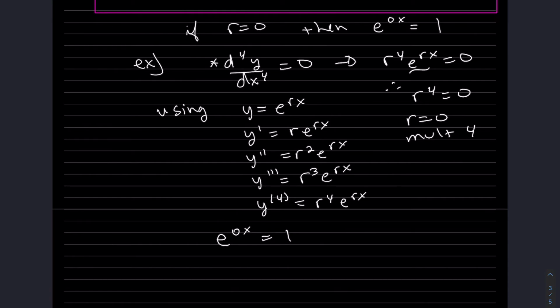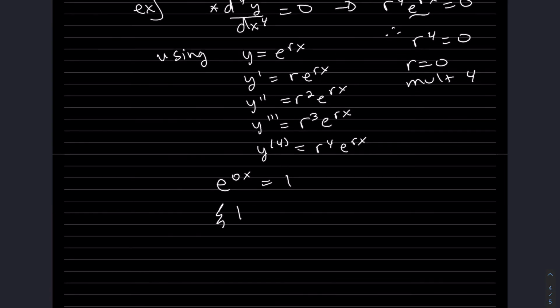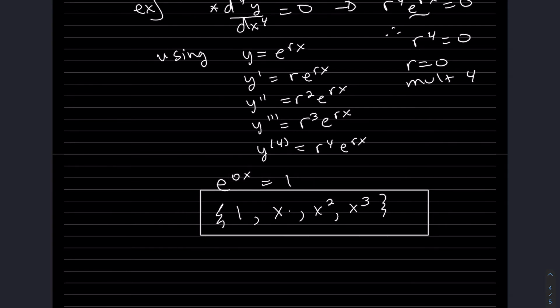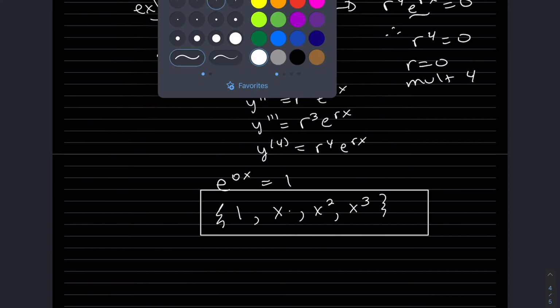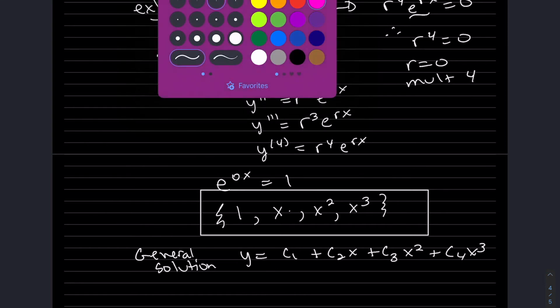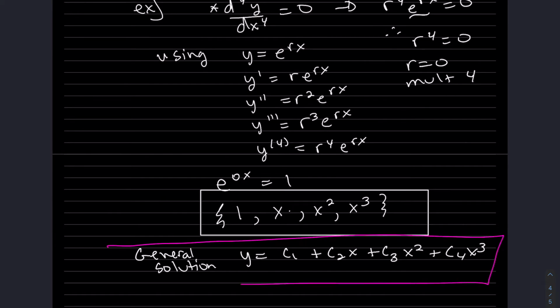Okay, so my first one is just 1, times x, times x squared, times x to the 3rd. That's my fundamental set, and my general solution. And I thought that was a neat one, personally.